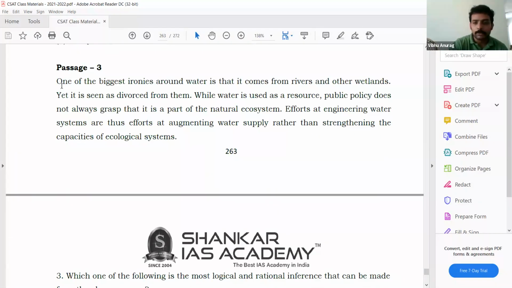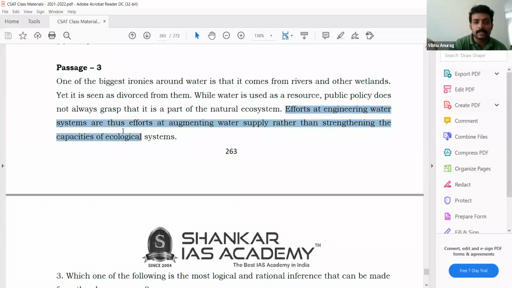Then passage 3: one of the biggest ironies around water is that it comes from rivers and other wetlands. An irony is a paradox, a contradiction. Yet it is seen as divorced from them. So even though it comes from rivers and other wetlands, it is seen as separate from them. While water is used as a resource, public policy does not always grasp. Grasp means understand. So does not always understand that it is a part of the natural ecosystem.